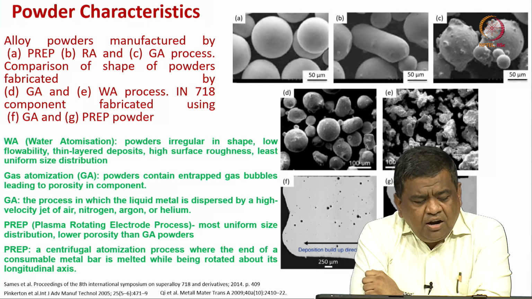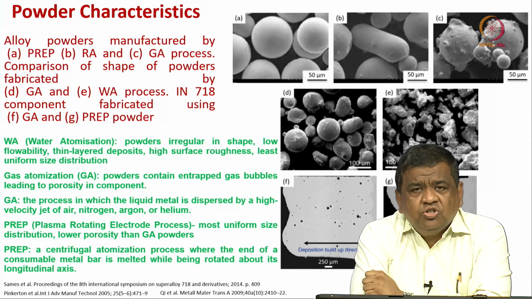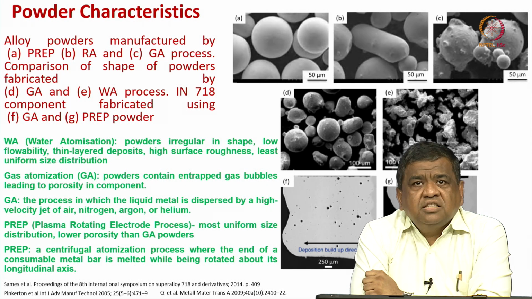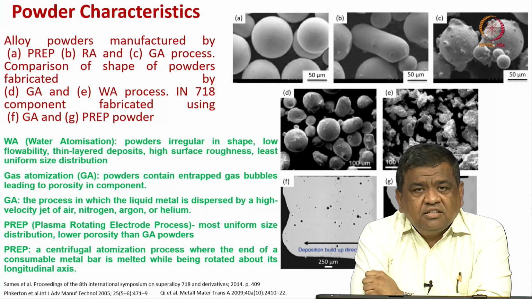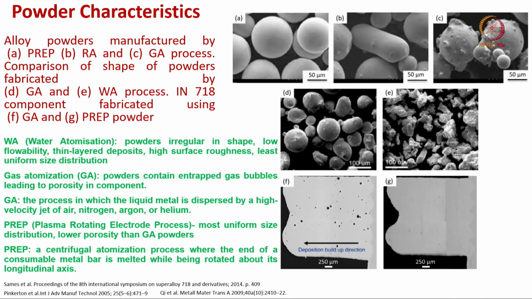Then there is another kind of process called PREP, plasma rotating electrode process, and this leads to the most uniform size distribution, and this has lower porosity than gas atomized powders. And PREP is a centrifugal atomization process where the end of a consumable metal bar is melted while being rotated about its longitudinal axis. And the third one is water atomization.